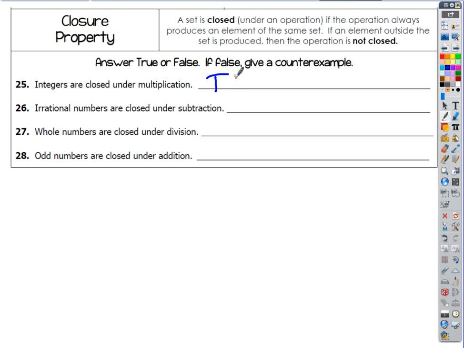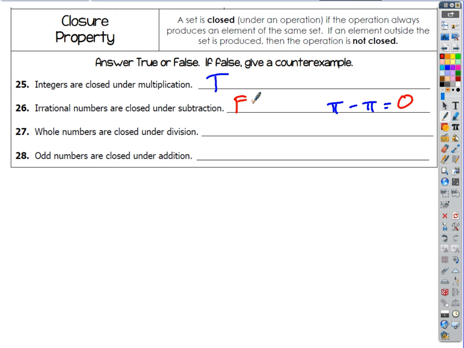Can you find a way to subtract two irrational numbers and get back a rational number? Give you a hint. The two irrational numbers don't even have to be different. So what if I did something like, say, pi, which is irrational, minus pi? What's that give me? 0. That's rational, isn't it? So it's false. Taking two irrational numbers and subtracting them does not guarantee I'm going to get back another irrational number.